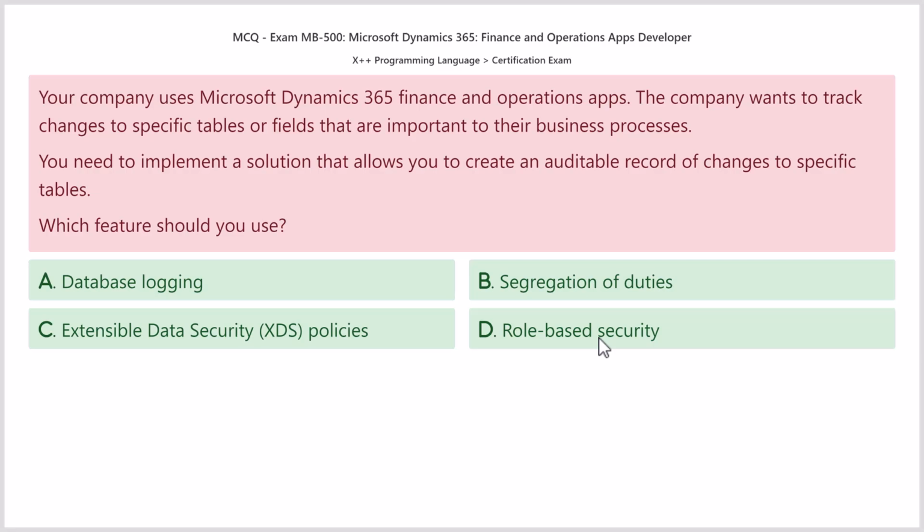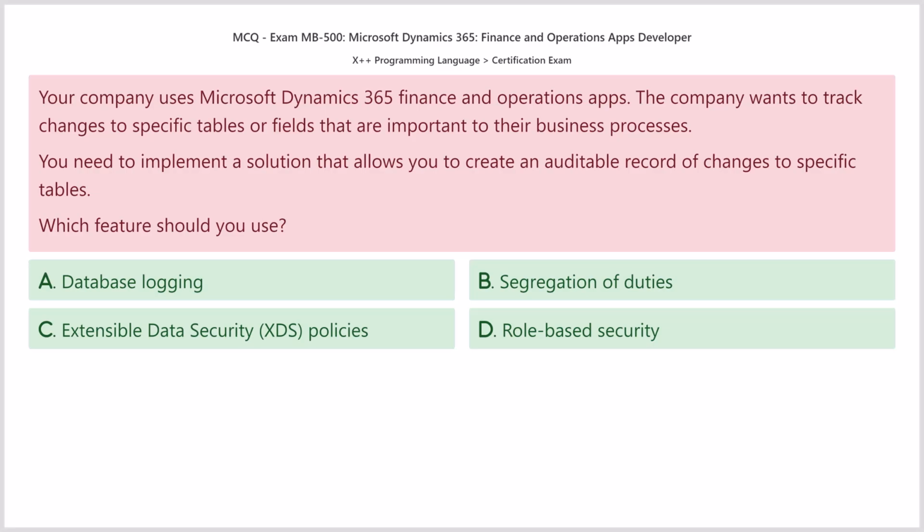And why are the other options not correct over here? For example, segregation of duties, extensible data security, and option D, why are these not correct? Extensible data security, we already discussed in another video what extensible security is, and we discussed that it mainly restricts access to rows in a shared table. That is data level security, and it does not track the changes, so that is why it is not the correct option.